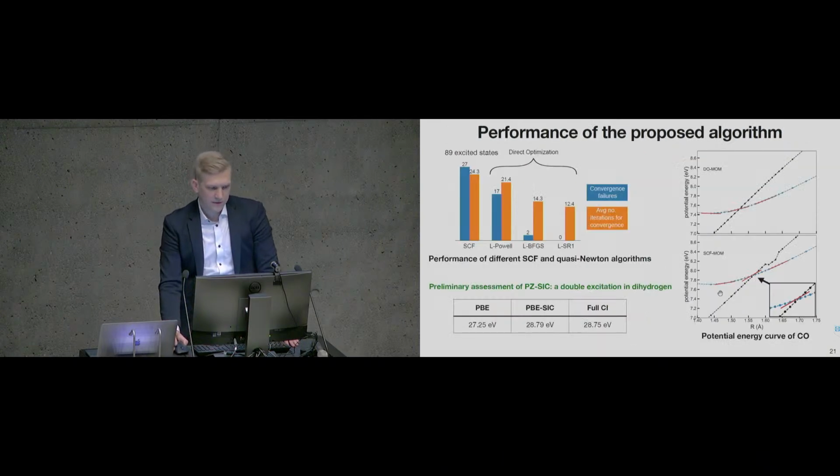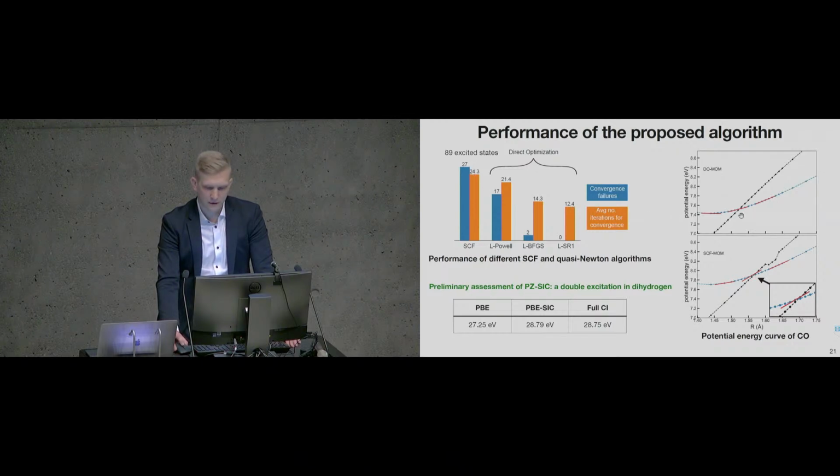And here is the performance of this method. We calculated 98 excited states, and we can see that SCF, as expected, fails to converge in quite a lot of cases. If we use direct optimization, for example the LSR1 method, it converges all the time. And it also converges by a factor of 2 faster than the SCF algorithm.